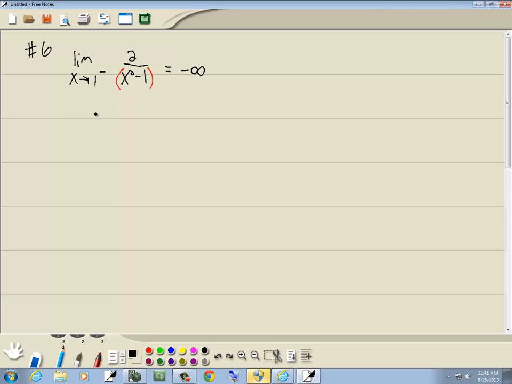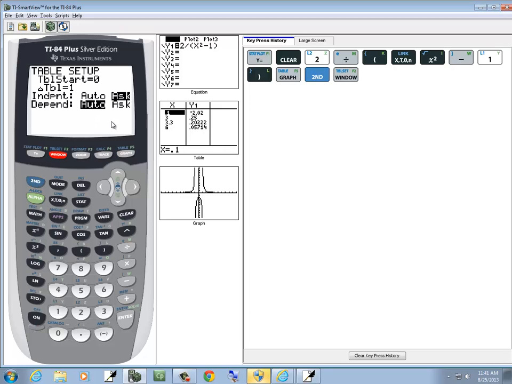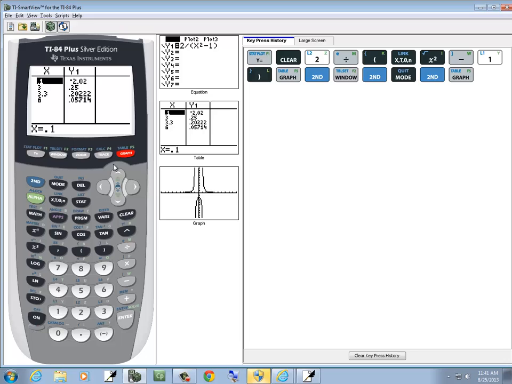Now, if I looked at the table on this, I'm not sure if I got this set up on my calculator. Let me do a second window. Yeah, I got it set up for ask. Okay, so I do second mode, quit out of there. I go in table mode, so I do second graph. I'll press delete a few times, clean out those old numbers. We're getting closer and closer to 1 from the left-hand side.